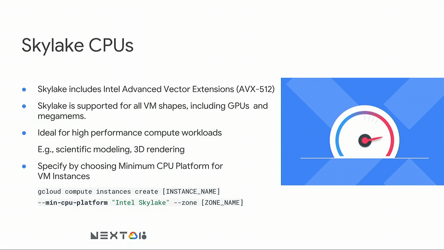They're perfect for scientific modeling and 3D rendering. In order to select the Skylake CPU, you can utilize our min CPU platform selector function within the VM instance. As the example shows, you can just define min CPU platform equals Intel Skylake. Then Google will make sure your VM will land on hardware that has Skylake, or even later generations when they're available.